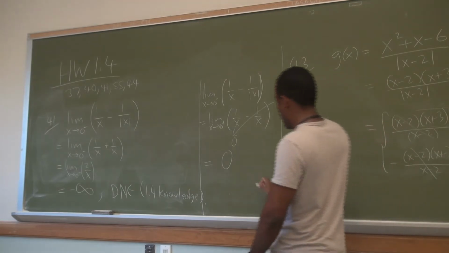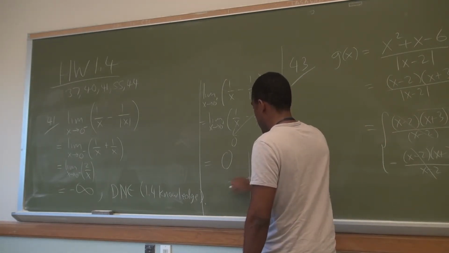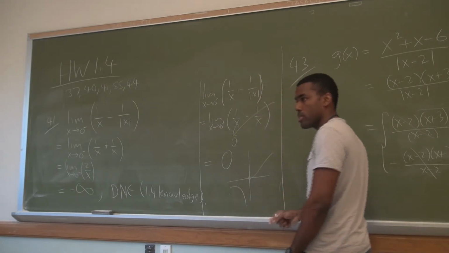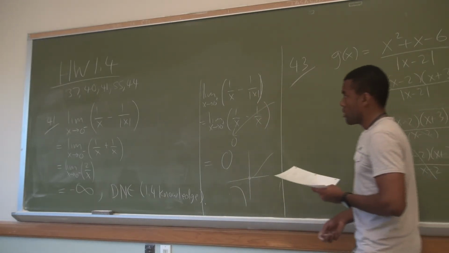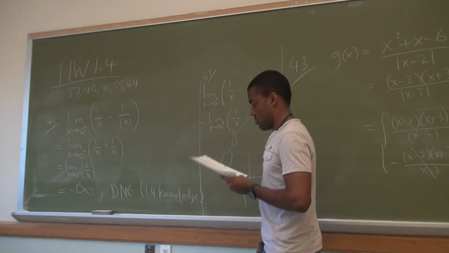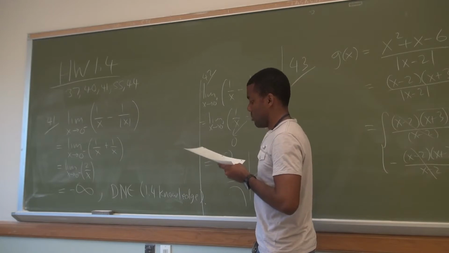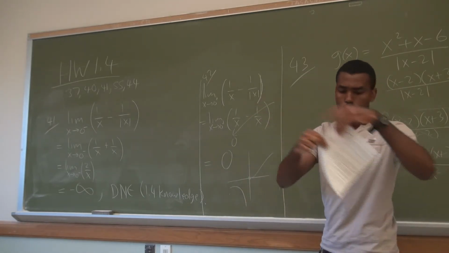So this is a function that approaches 0 from the right, but it goes to negative infinity from the left. It sort of breaks into two pieces. Is it negative infinity or 0? Well, this is a different question. This is 42. Then 44.